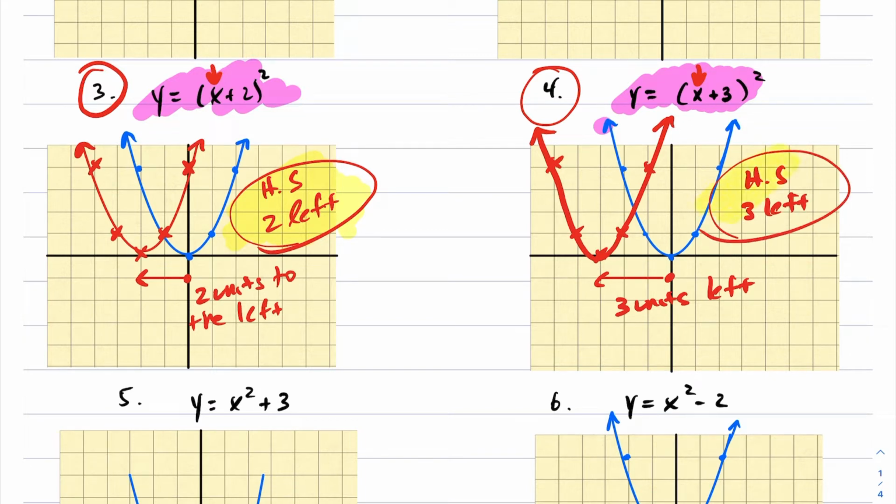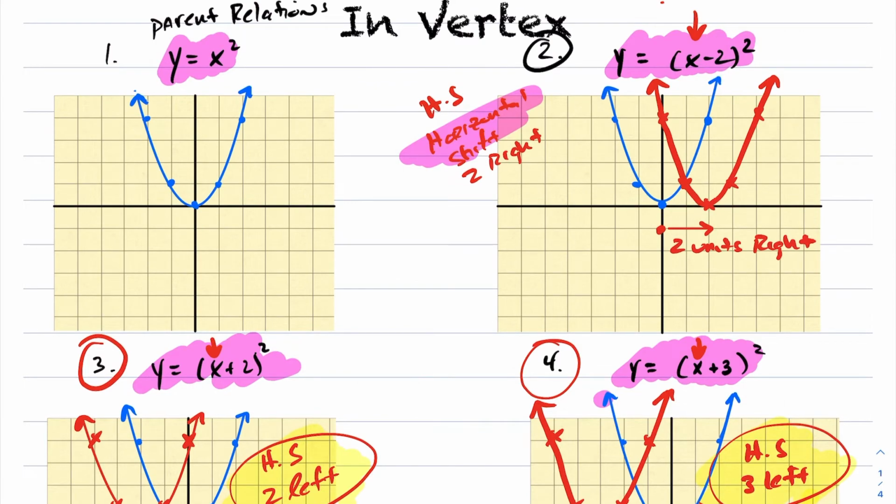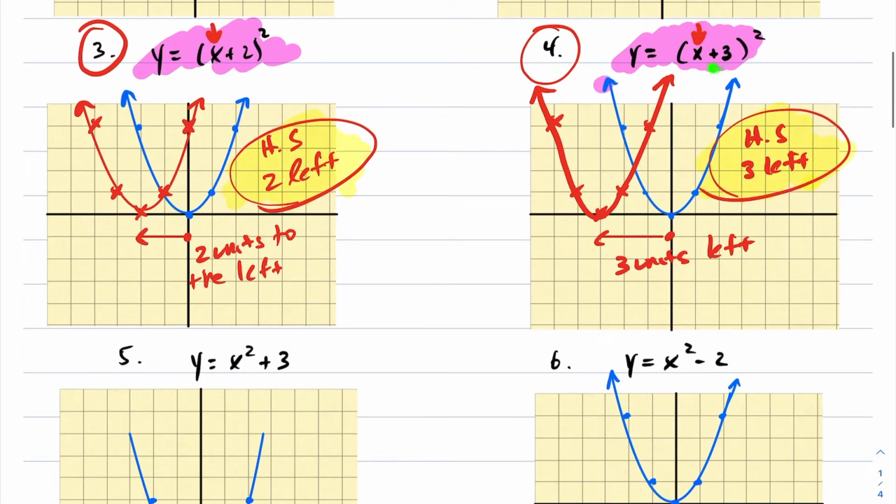So you can see here, you're essentially switching the sign in the brackets, and that illustrates the shift that you're going to do. x plus 3 would result in 3 to the left. A positive 2 is 2 to the left, and then a minus 2 is 2 to the right. Had this been a minus 3, we'd be shifting the quadratic 3 units to the right-hand side.